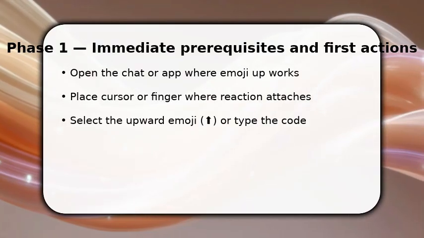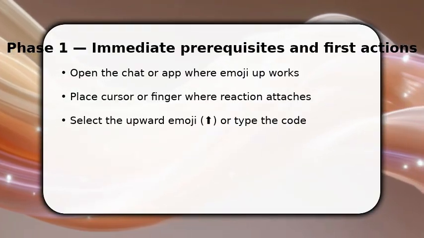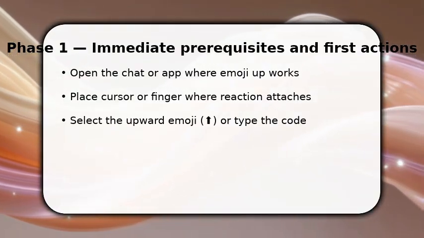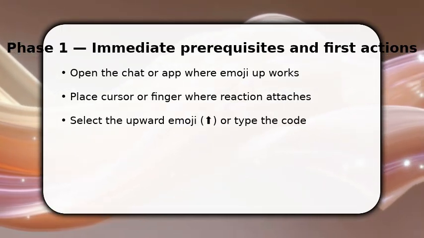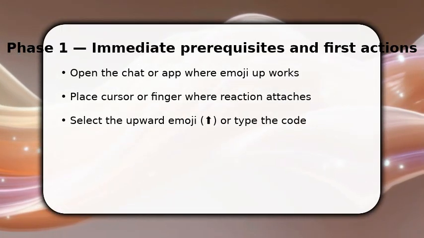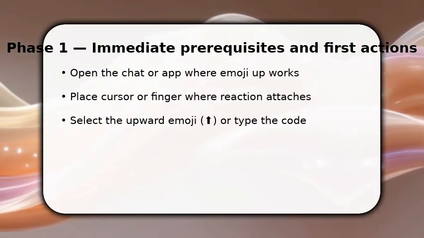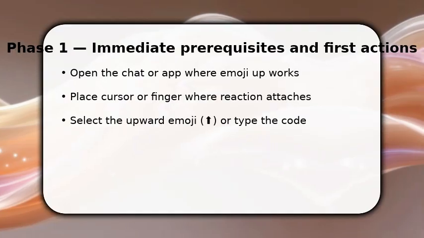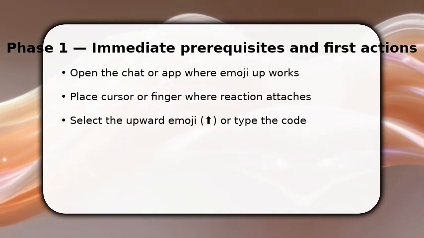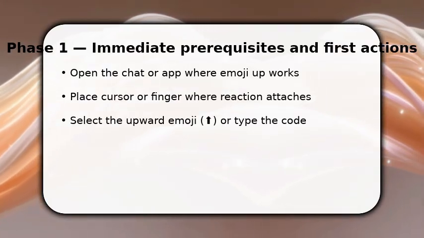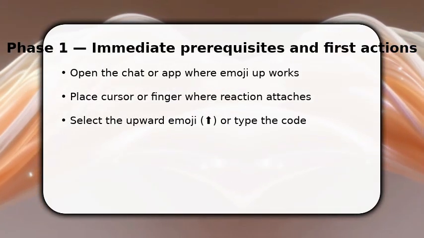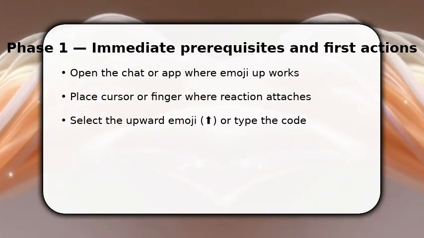You begin by opening the exact chat or post where you want the emoji up. This is essential. Once there, make sure the input focus is set to the message or reaction area and select the upward emoji from the picker or type its short code. Do this now, don't overconfigure settings. You're starting the action, so watch for immediate preview or live reaction. If you see the emoji appear, you've completed the first step and can move on confidently.